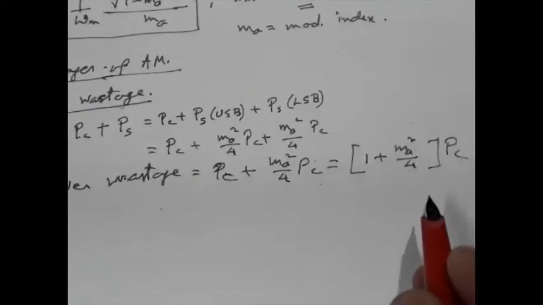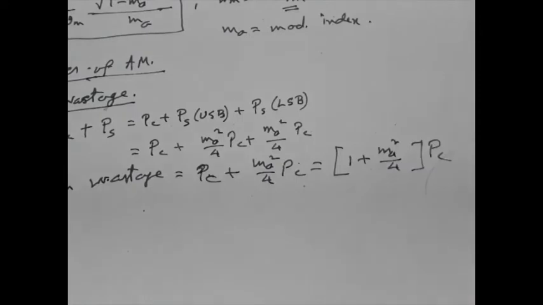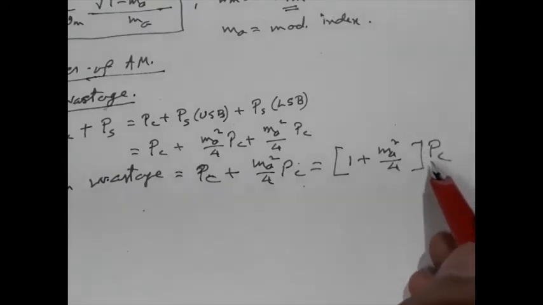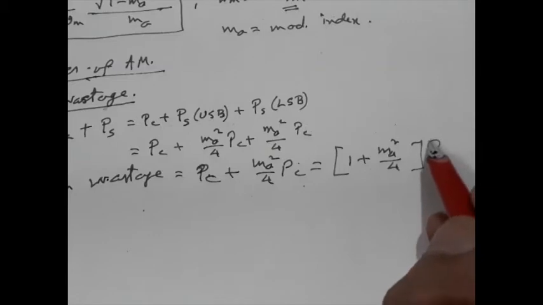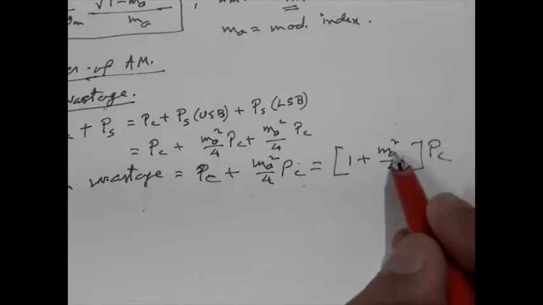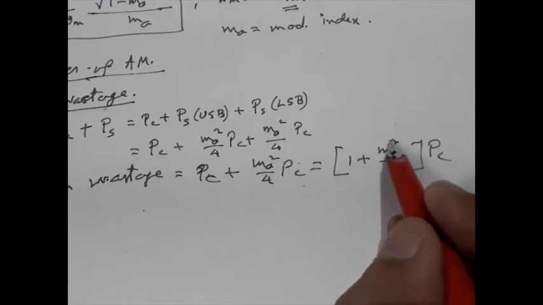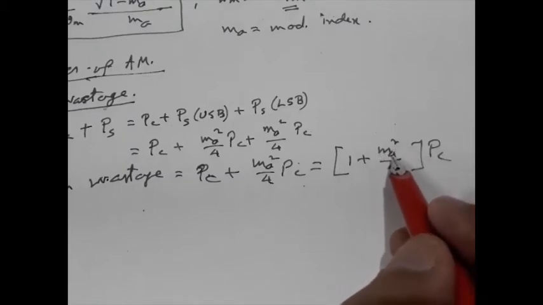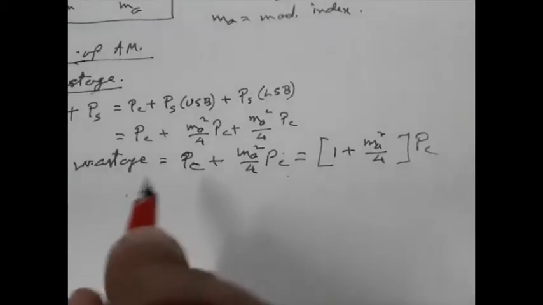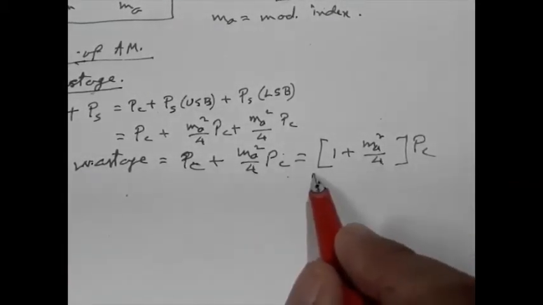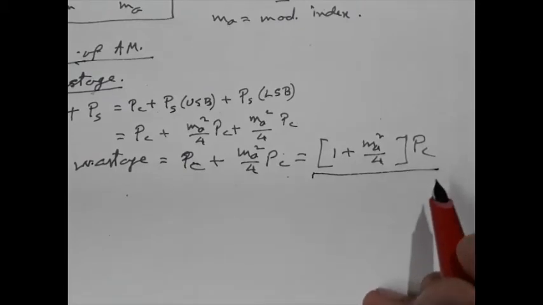And we have seen that PC is very high. Minimum value of PC is of the order of 67% of its total power. So that is the best case, when ma equal to 1. But when ma is less than 1, that is the usual case, the wastage of power is excessively high. So that is the biggest disadvantage of the AM.